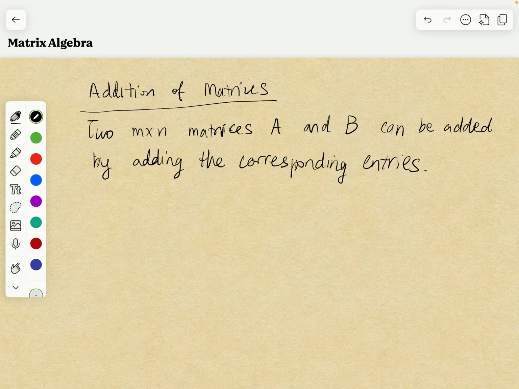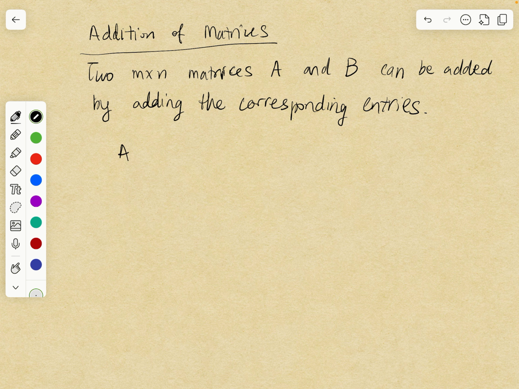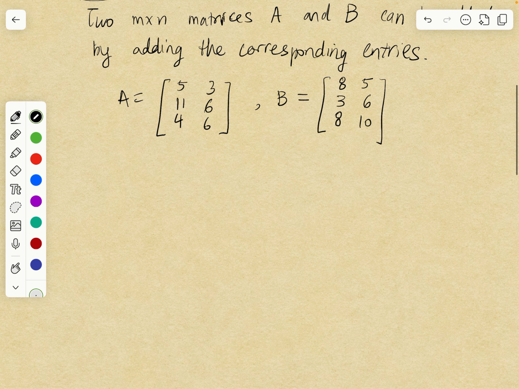So for instance, if you have A equals, the first column is 5, 11, 4, the second column is 3, 6, 6, and B is the matrix whose first column is 8, 3, 8, the second column is 5, 6, 10, then you can just add them. A plus B will be the matrix that you get by taking the ij entry, so you take A sub ij and then add B sub ij. The sum will also be an m by n matrix. In this case, it's a 3 by 2 matrix. You just add the corresponding components.